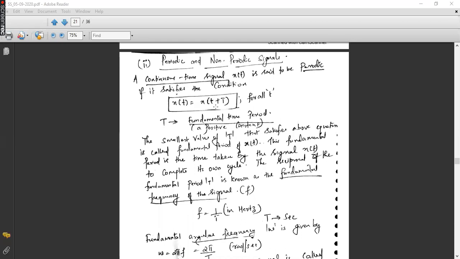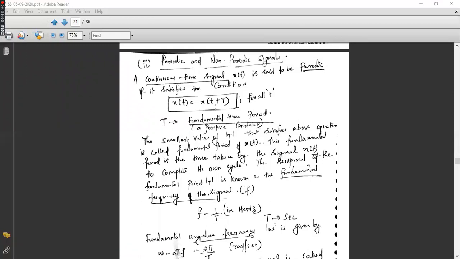So on the left side you have x of 0, on the right side you have x of 5. Clear? Which means that x of 0 is equal to x of 5. That means the signal at t equal to 0 is the same as the signal at t equal to 5. Whatever you get at 0, meaning the initial start or the origin, the same signal is going to come at 5 also. Now come to 1.